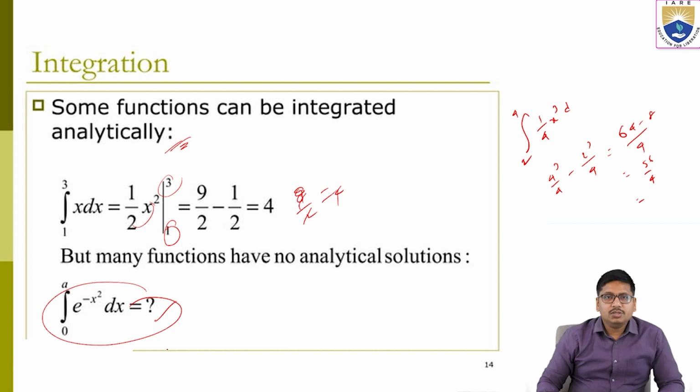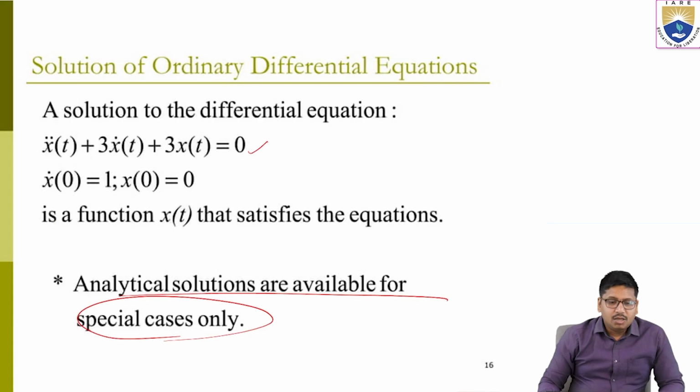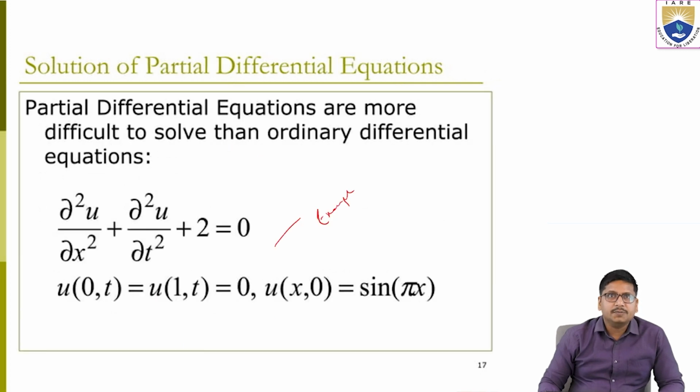For this kind of integrals there is no analytical solution. So we have some methods like upper and lower sum, trapezoidal rule, Romberg method, and Gaussian quadrature. These are the methods available for numerical integration. And we're going to have ordinary differential equations also. How can I solve this? The analytical solution for this kind of problem exists only for special cases.